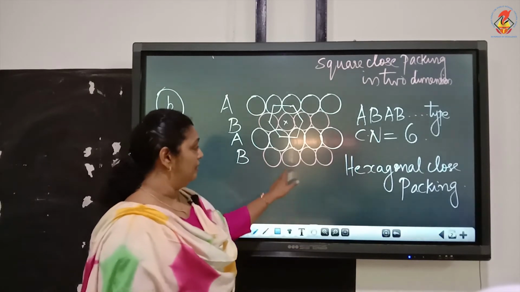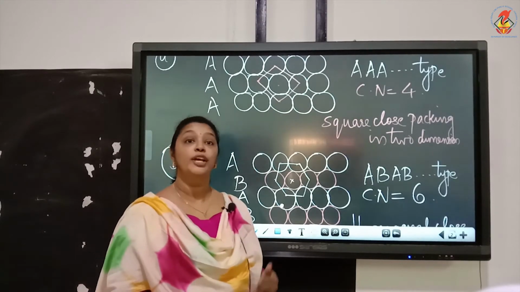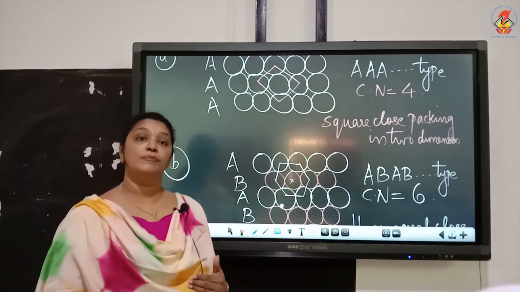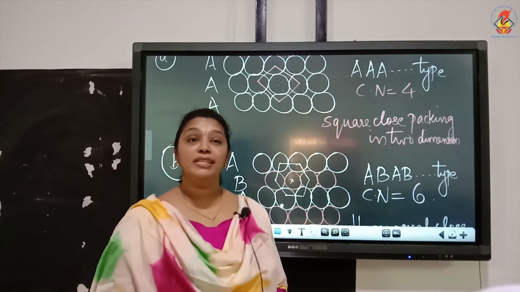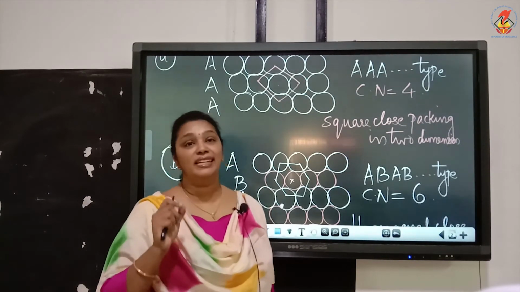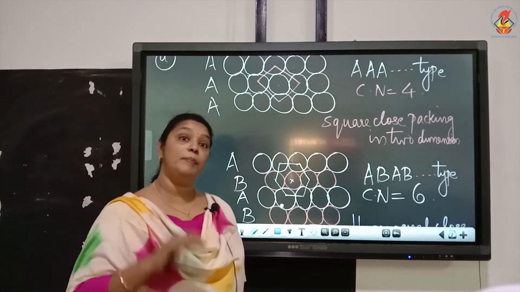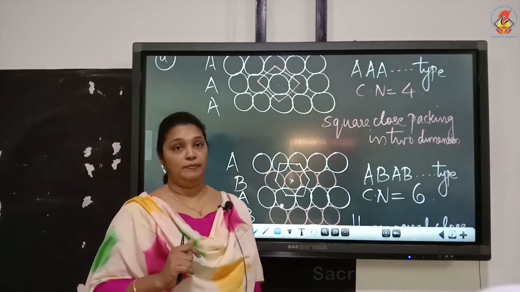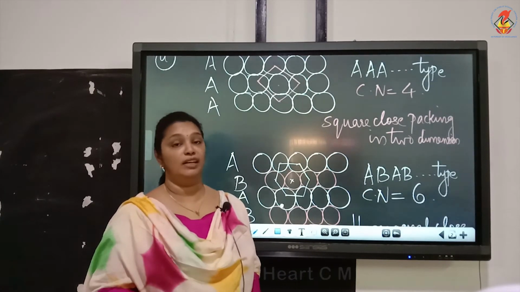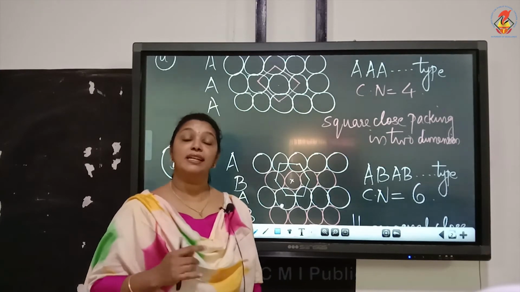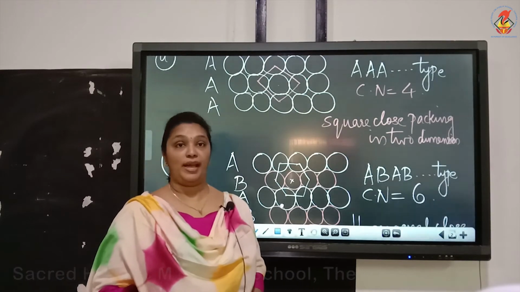And when we compare the efficiency of square close packing and hexagonal close packing, you can see that hexagonal close packing is more efficient, which means the empty spaces are very less in hexagonal close packing because the spheres are placed in the depressions of the first layer. So there is less free empty space in hexagonal close packing. So we say that hexagonal close packing in 2 dimension is more efficient than square close packing.